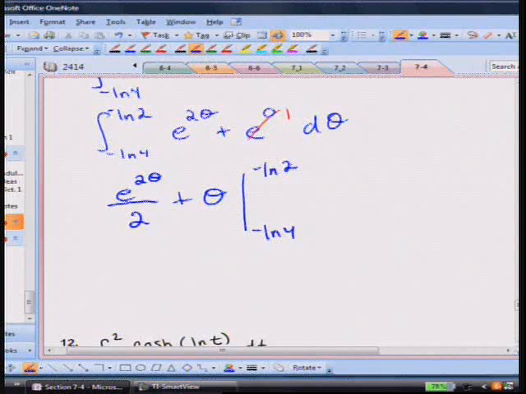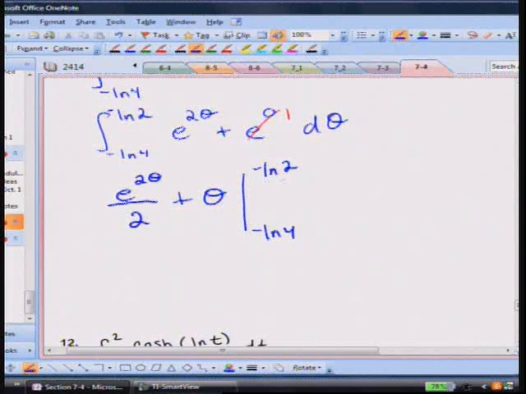Now I have to plug all this stuff in here. All right. So again, when I see ln 4, I often like to think, well, I'll worry about it in a minute, but ln 4 is also 2 ln 2, because it's 2 squared, and then you can bring the 2 in front. Just thinking about that sort of stuff might be a good idea.